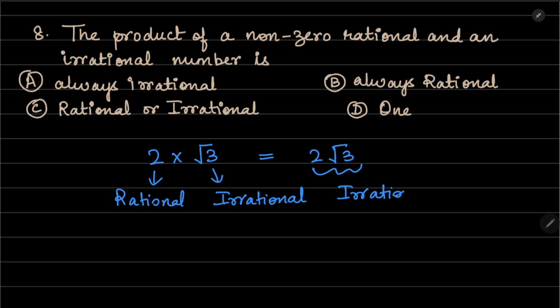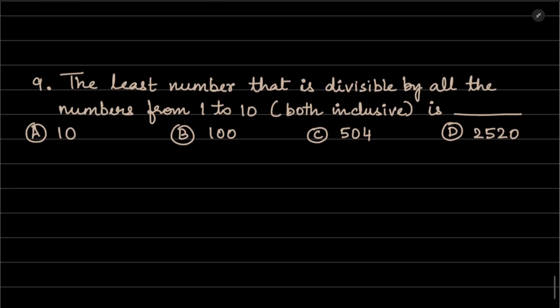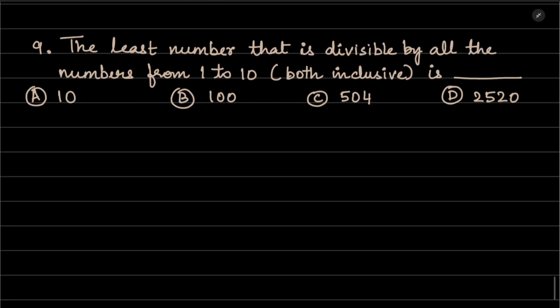Okay, so always remember the product of a non-zero rational and an irrational number is always irrational. Okay, so this is something which you have to note. And let's go on to the next question. The least number that is divisible by all the numbers from 1 to 10 both inclusive is, what is the least number that is divisible by all the numbers? You have to find the LCM. Okay, LCM of all the numbers from 1 to 10.